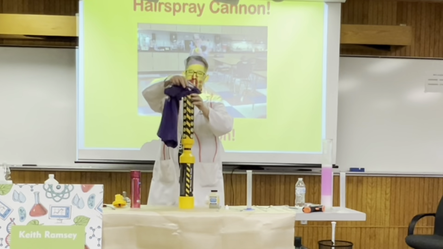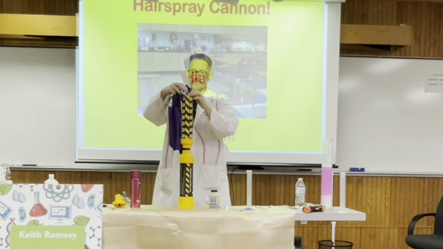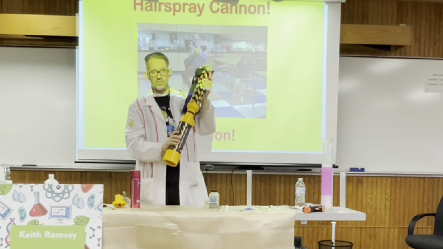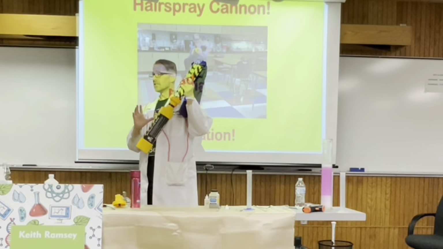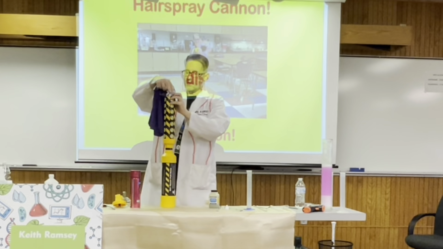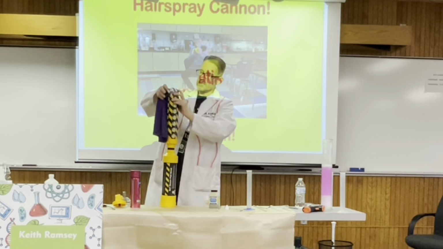So when I put it down the barrel, there's a couple things to think about. If it's too tight, then the thermal expansion of the hairspray will build up too much pressure and the combustion chamber will explode. So you don't want it to be too tight. You want it to be able to come out pretty easily.